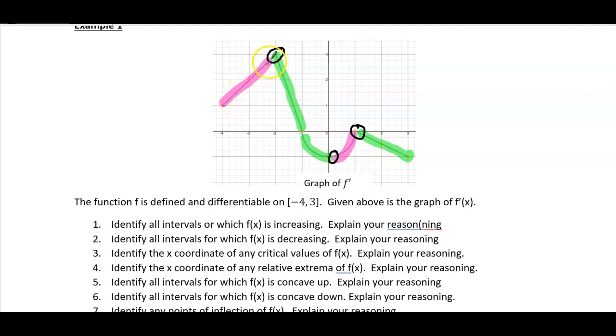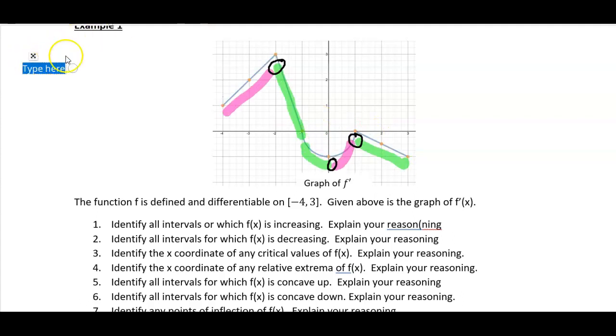So since f prime is changing its slope at those points, that means that f double prime, I think I might have misspoke. I'm going to reword that. At these points, since f prime is changing its slope from positive slope to negative slope at these points, that means that f double prime is changing its sign at these points, which means that the curvature of f is changing at these points, which means these points are points of inflection.